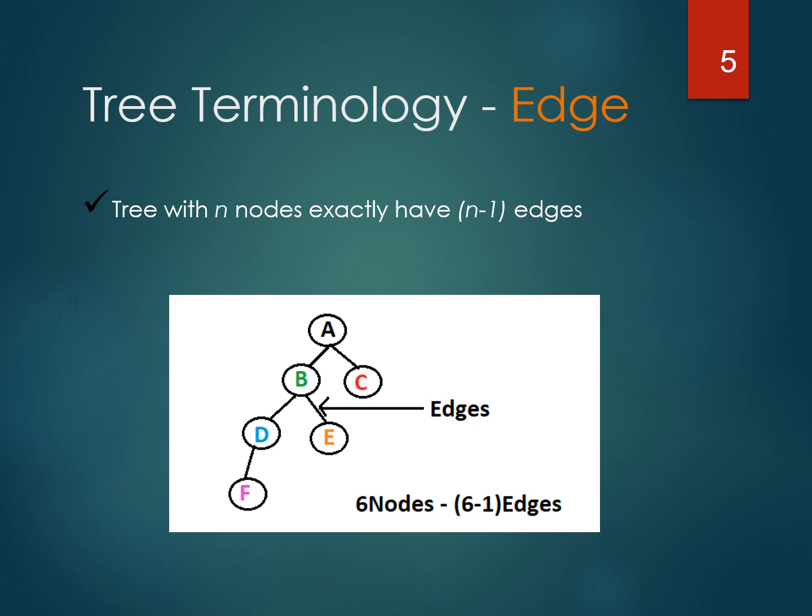Edges. So nodes are connected using the link called edges. Here in this picture, A is connected to B using an edge. B is connected to E using an edge. And in any tree, when you have n nodes, you will have exactly n minus 1 edges. So here in this picture, 1, 2, 3, 4, 5, 6. We have 6 nodes and we have 5 edges. Edges are 1, 2, 3, 4, 5. So we have 6 nodes and 5 edges here.